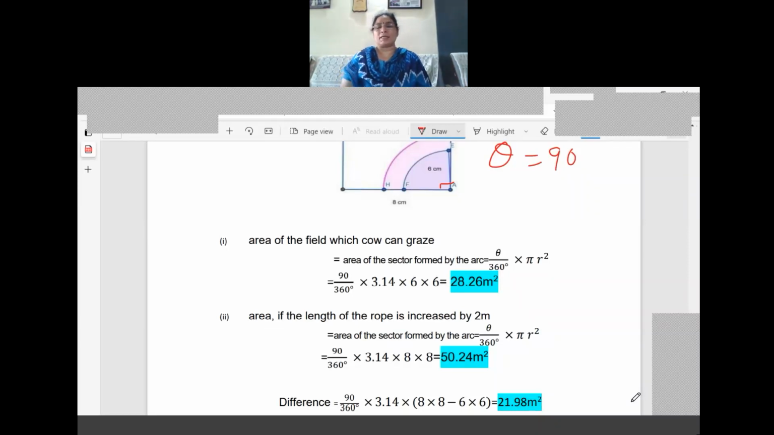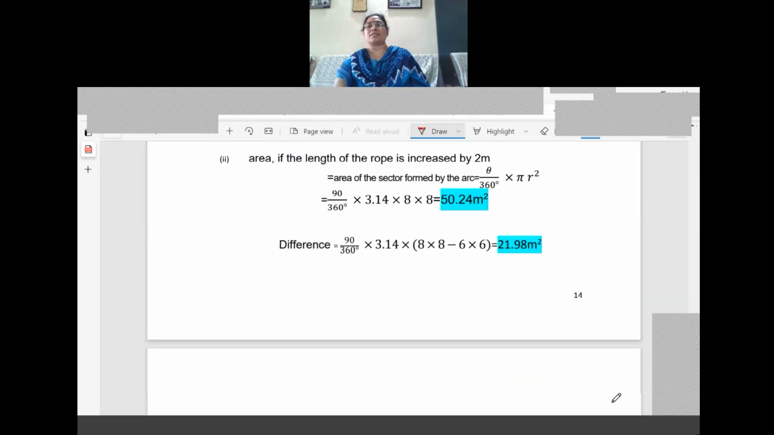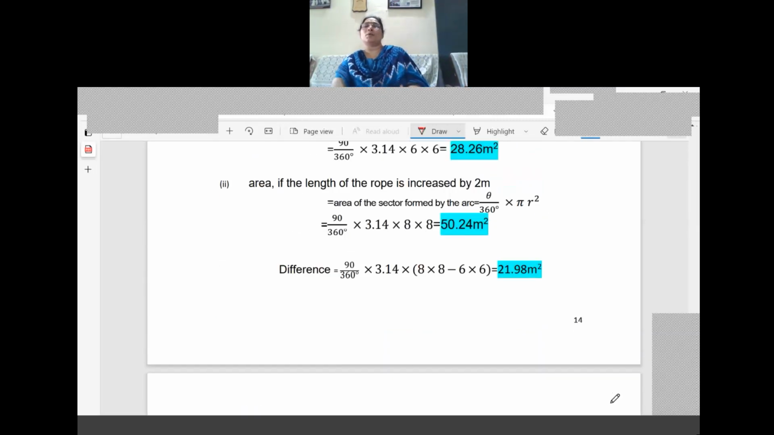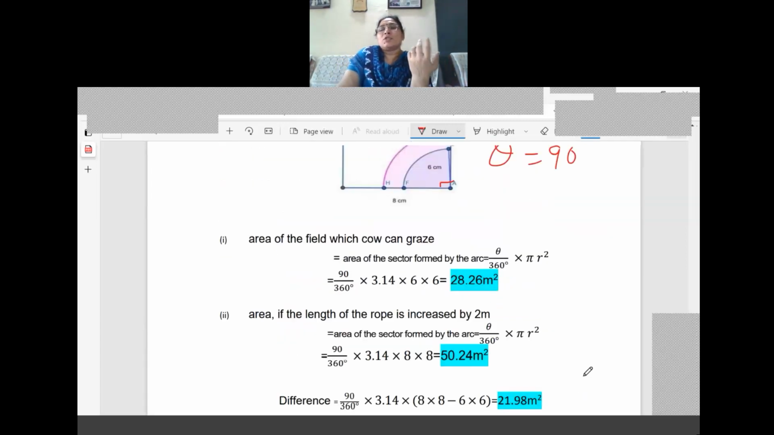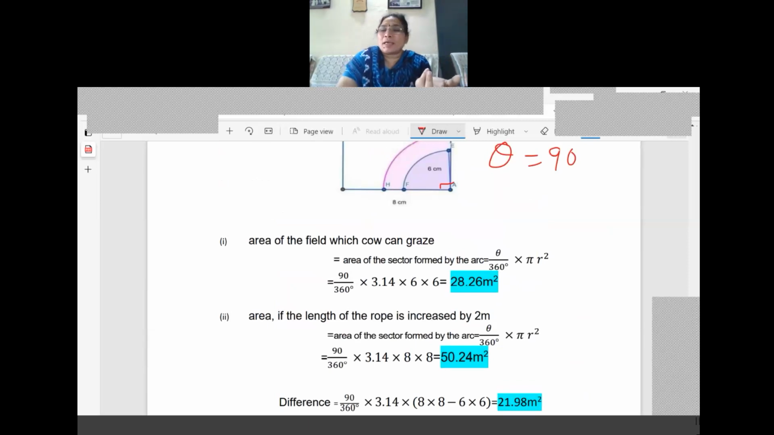Common factor we have taken in both the cases. Otherwise, we already have the answer, just take the difference of that one: 50.24 meters square minus 28.26 meter square only, right? So in both the cases we already have the answer, 28.26 meter square and 50.24 meter square only, right?